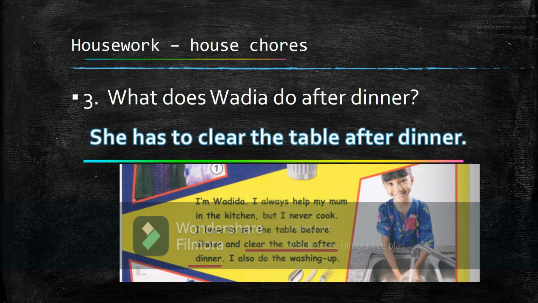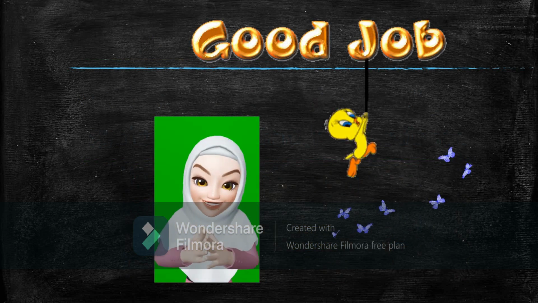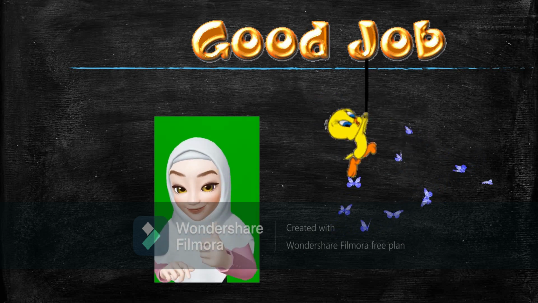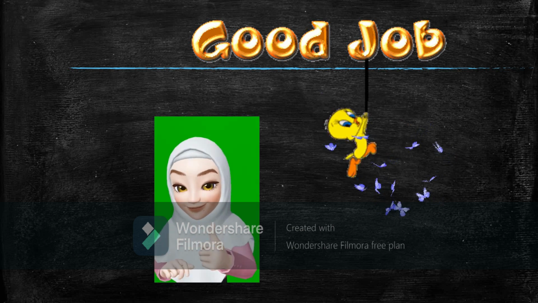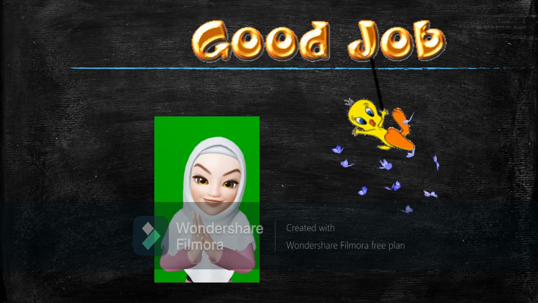Now let's look at the answer. She has to clear the table after dinner. So well done. I think you have done a good job. Yay! Good. So we have cleared the first stage of the activity for today. Now let's look at the next activity.